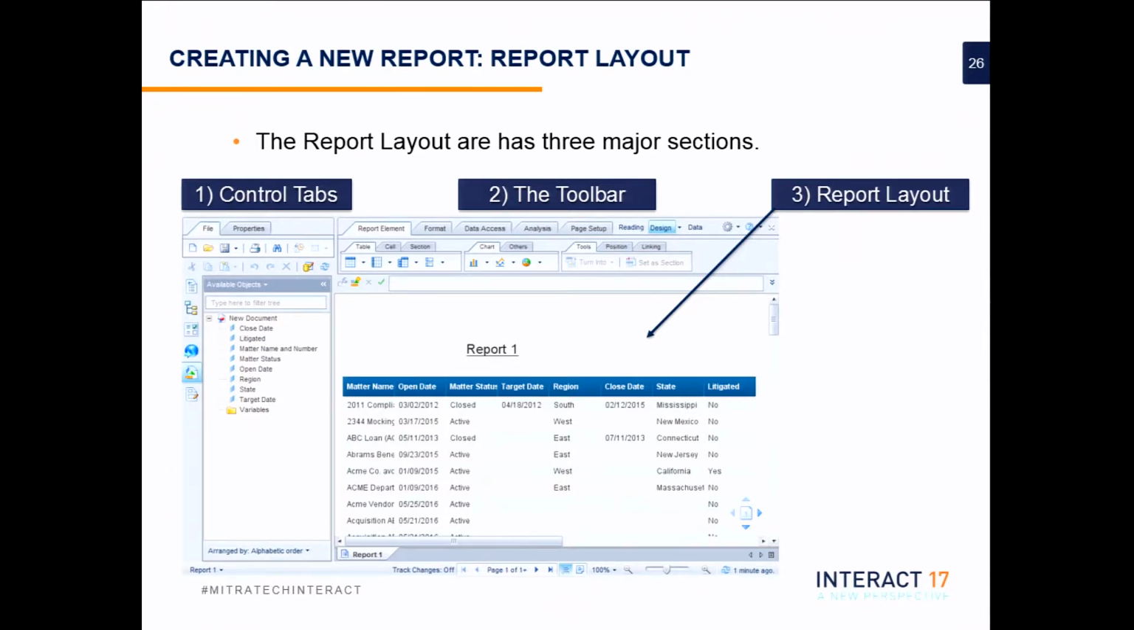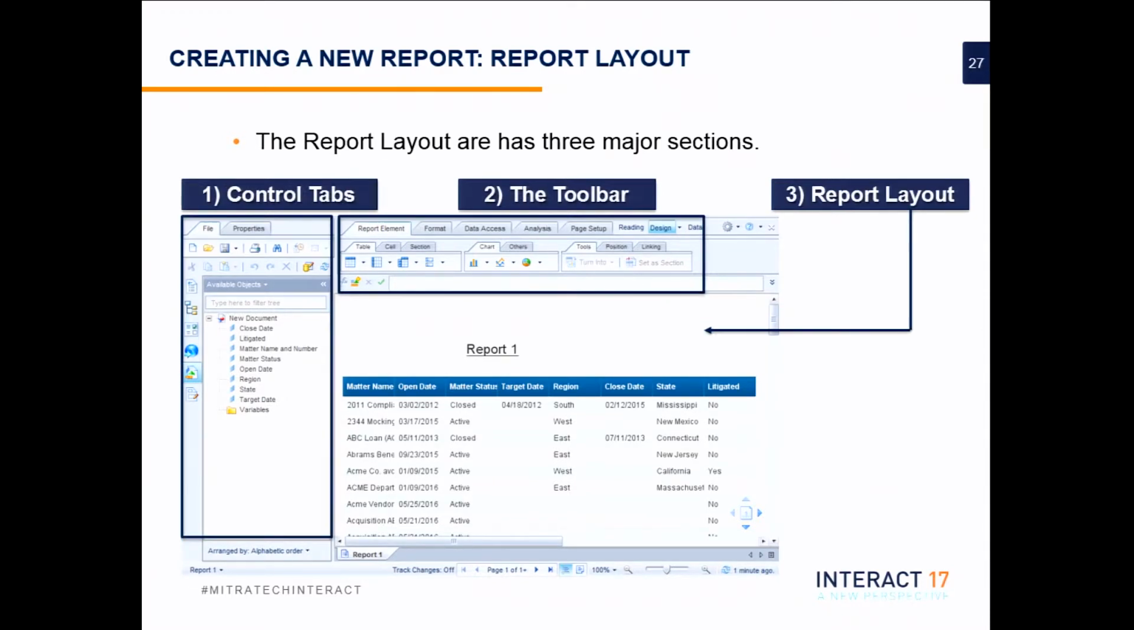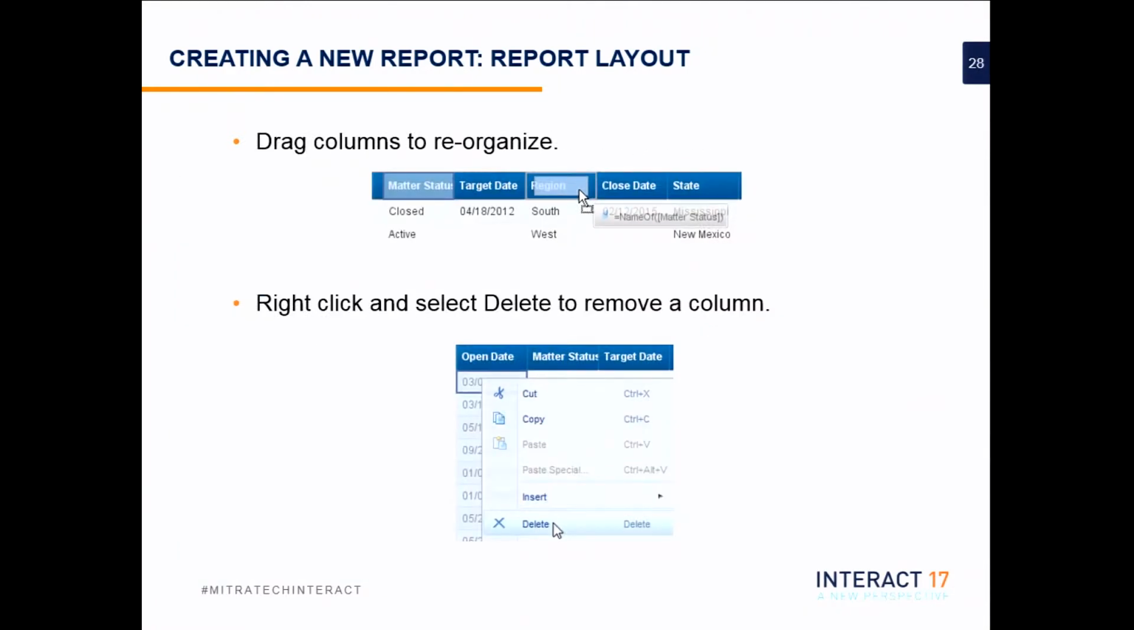So on the left-hand side, we have the control tabs. These used to be down at the bottom, so it's the same items, they're just over here now. You've got the toolbar up at the top, and then the main report staging area, which apparently I highlighted twice. It's very important. In this version, version 4, if you want to reorganize the columns in a table, all you have to do is click and then just drag it to the new location. The old version, you had to do a couple steps to reorganize fields, but you don't have to do that anymore.